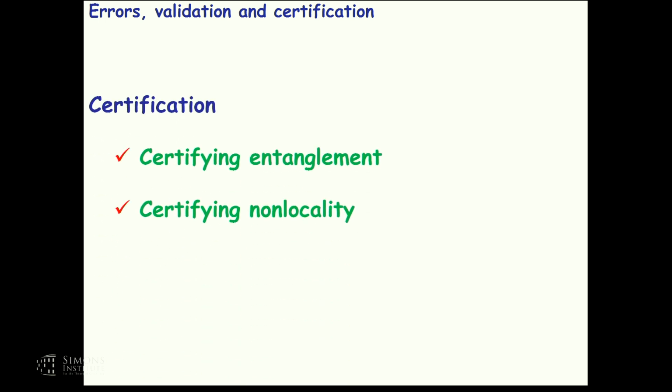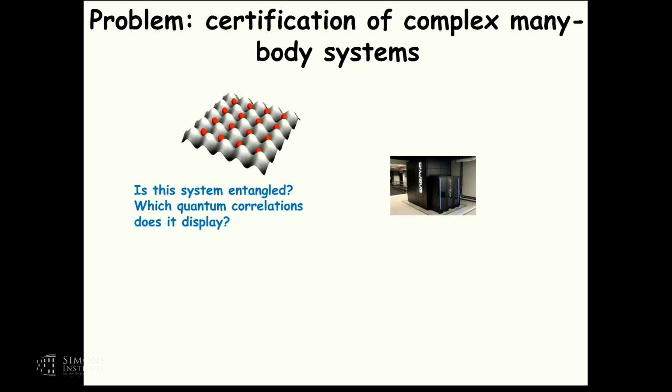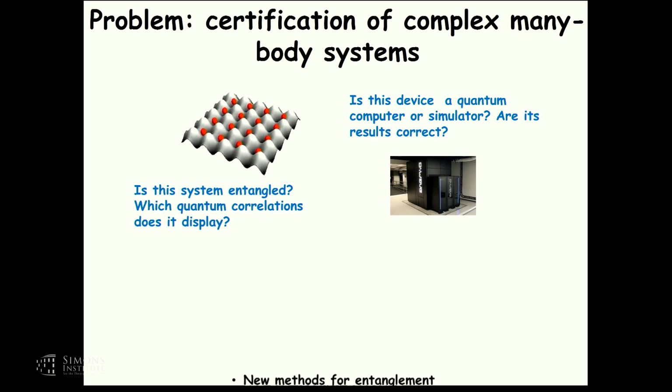All right. Finally, certification. This is a more modern term. You can certify entanglement or certify even non-locality in these systems. And this is more or less answering the following question. Very often we expect that the ground state of the system, or we even want to prepare the ground state of the system, such that it is entangled. And how can we be sure about it? In this kind of annealer things, we can ask, is this device really a quantum computer or simulator or not? Are the results correct? And things like that.